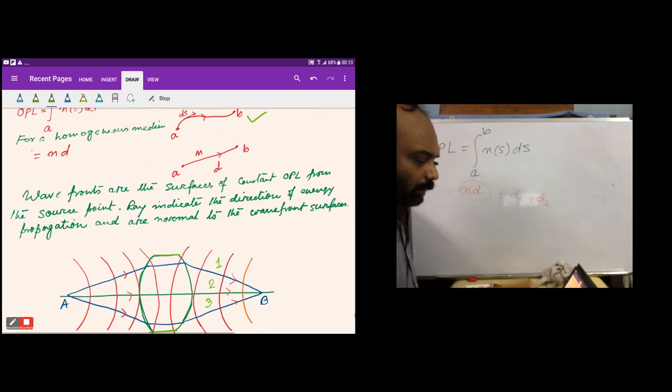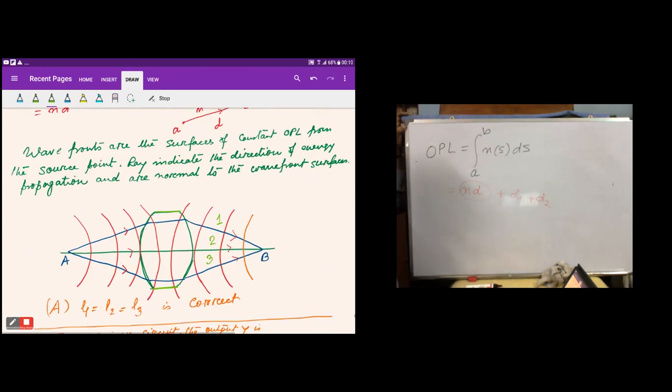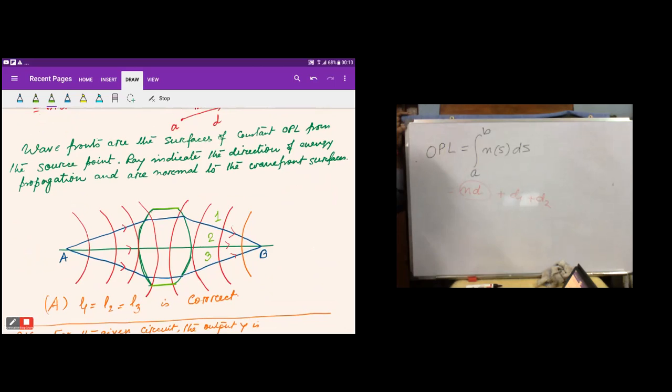I have added a few things. So basically what is happening here? The point object at A is emitting light in the form of spherical waves. So they are basically carrying the energy, and the direction of the rays is perpendicular to the wave front.